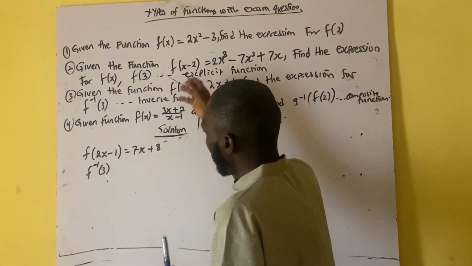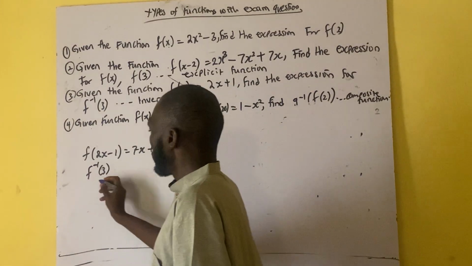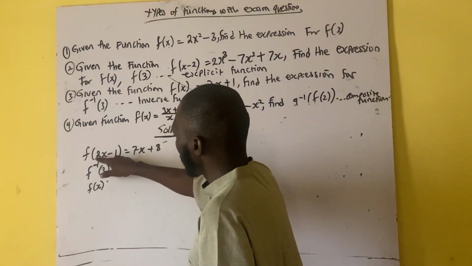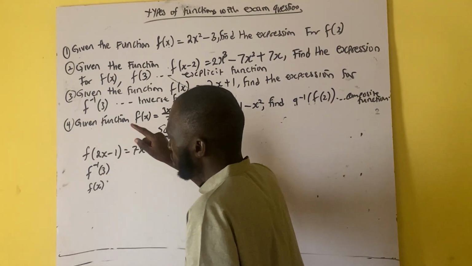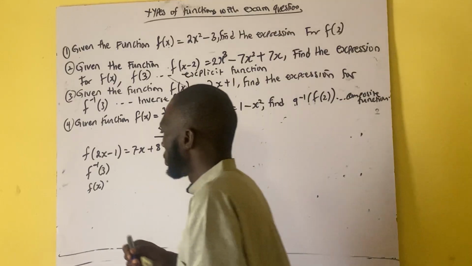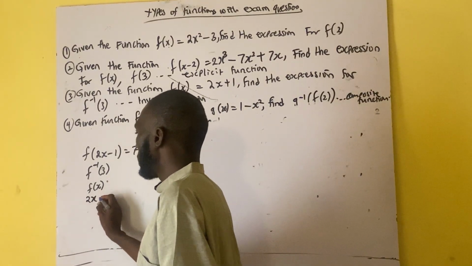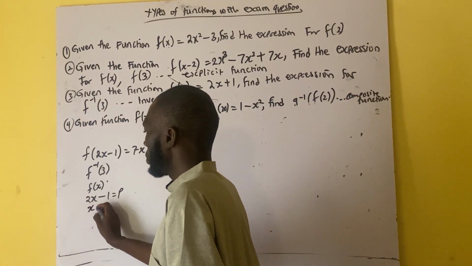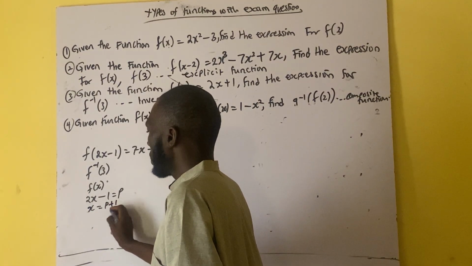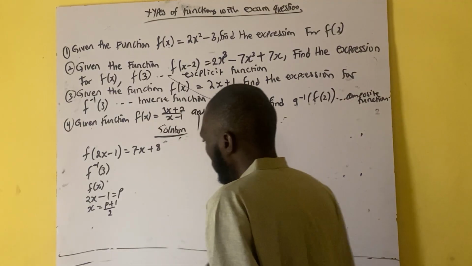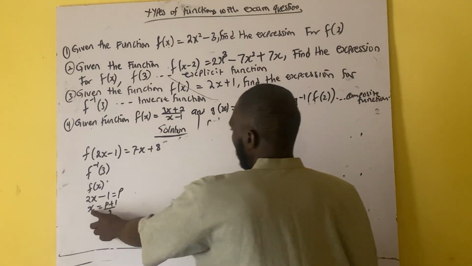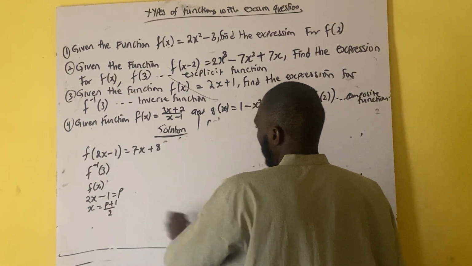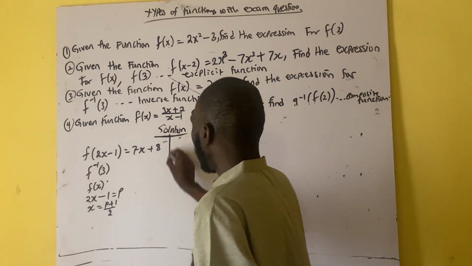And based on what we have learned from the previous example, if I want to find my f of x, what I have here is that you equate this 2x minus 1 equal to p or any letter. So you're going to have 2x minus 1 equal to p. Then solve for your x. X will be equal to p plus 1 divided by 2. So that means that anywhere I see x in this equation, I'm going to put x plus 1 over 2 there. So I'm going to be having something like this.